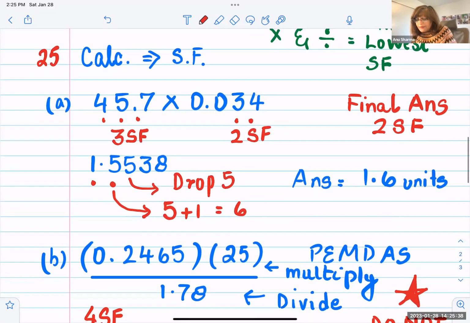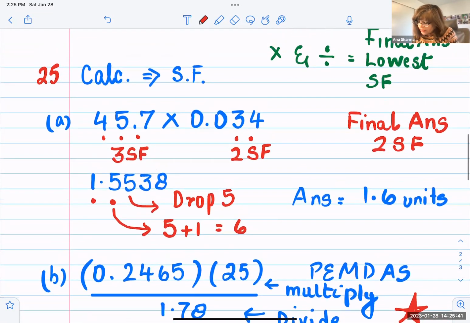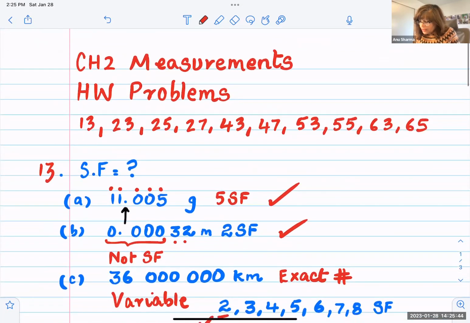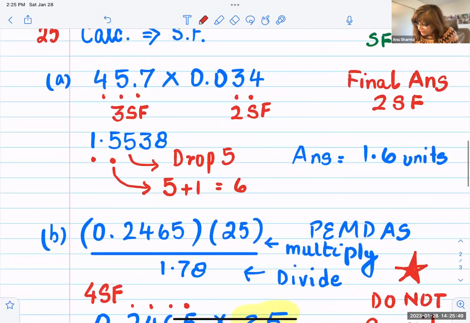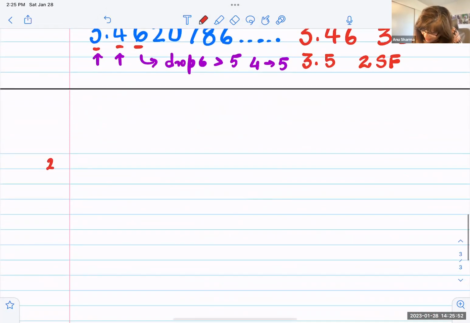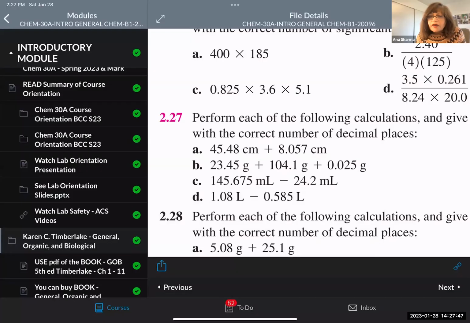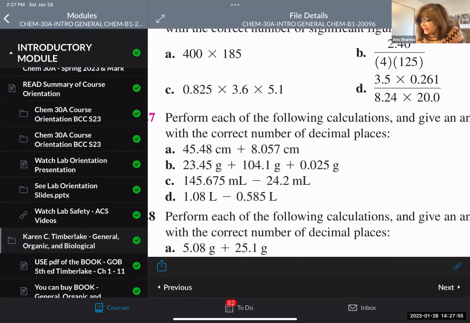So it's always the applications of the concepts. Okay, now let's look at question number 27. Question number 27 deals with addition and subtraction. So let me write that down. Here we see we perform each of the following calculations and give an answer with the correct number of decimal places. I'm going to do one for you. The other questions are already given. So 45.48 centimeter plus 8.057 centimeter. I'm going to do one.